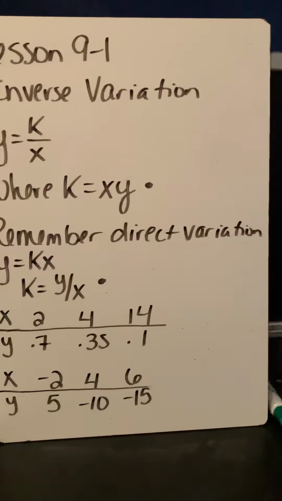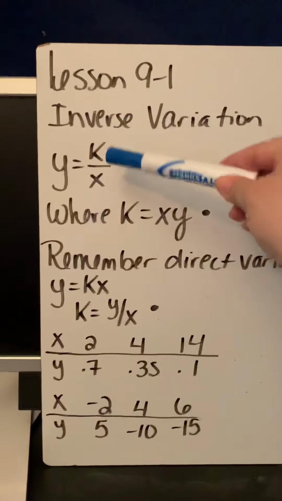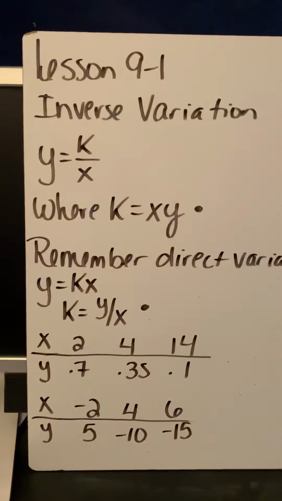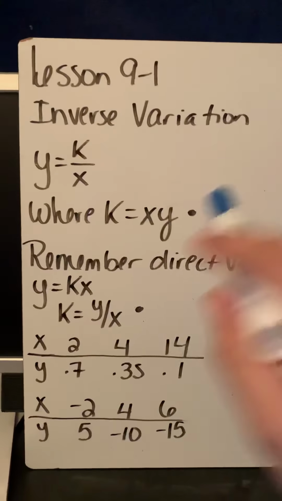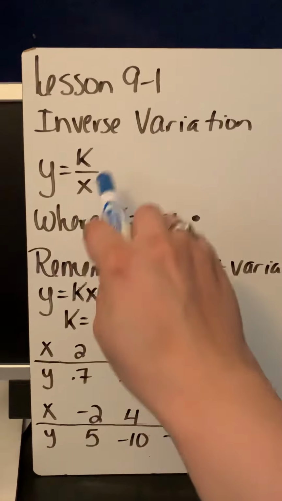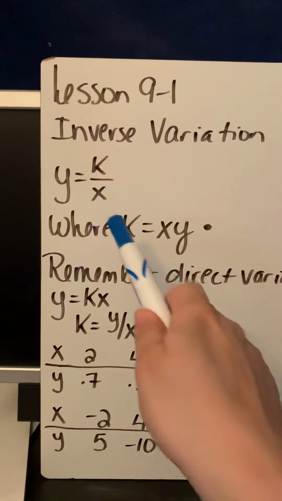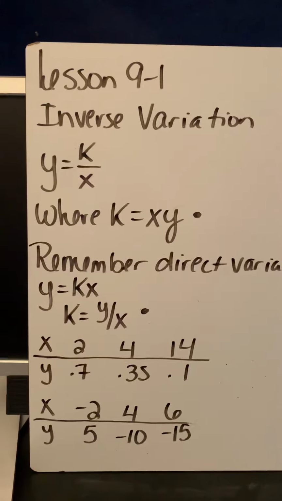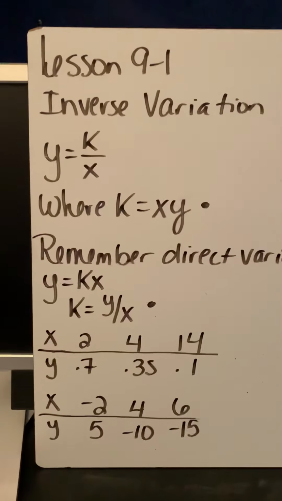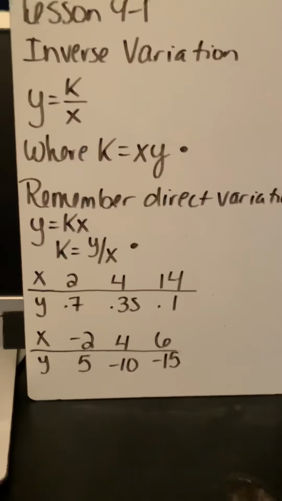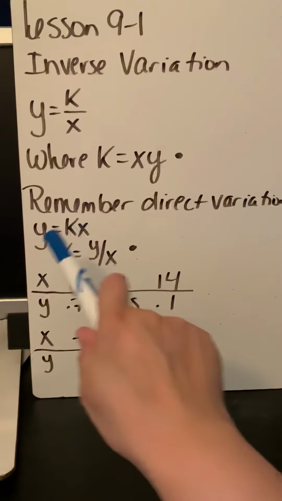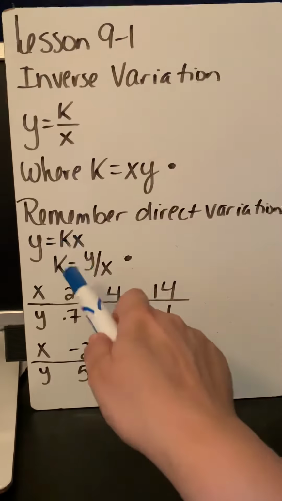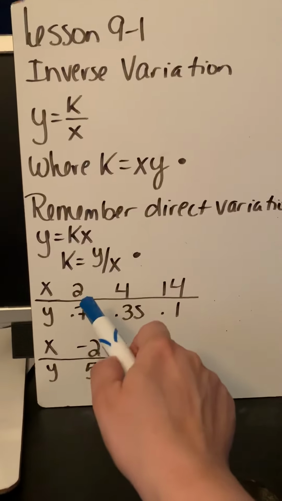So inverse variation is y equals k over x, where k is your constant of variation. And k also equals xy. When I solved for k, back when we solved for formulas, all I did is multiply that x across. So keep in mind, k is x times y. And then remember previously when we did direct variation, y equals kx, where k is y over x.